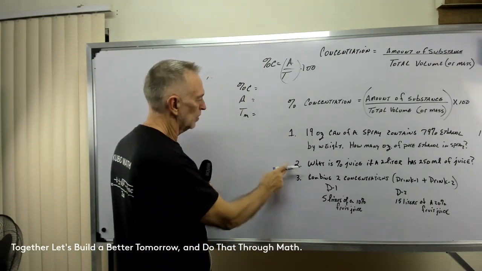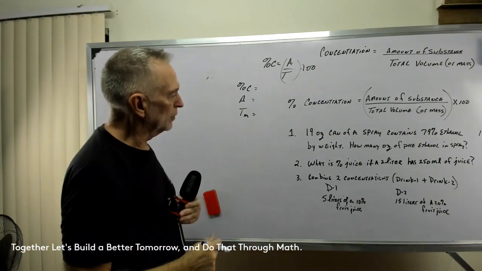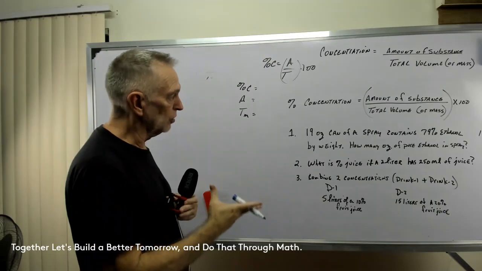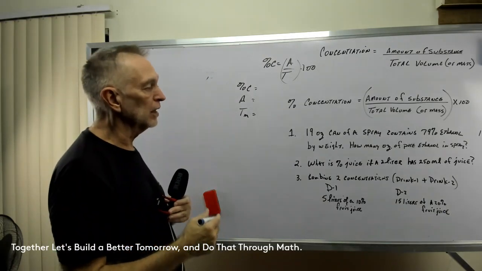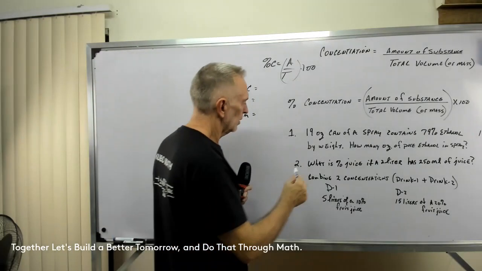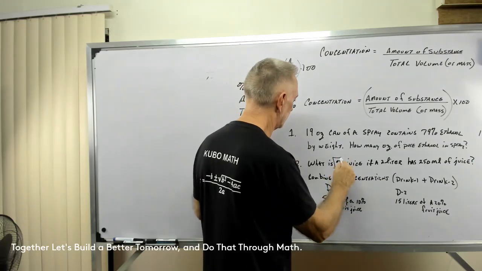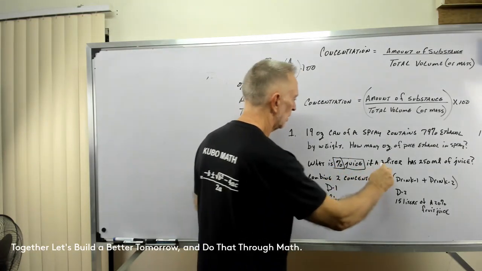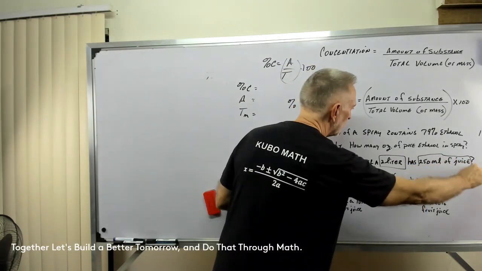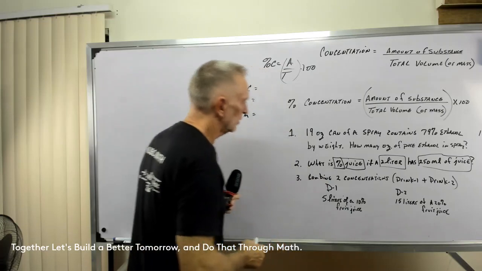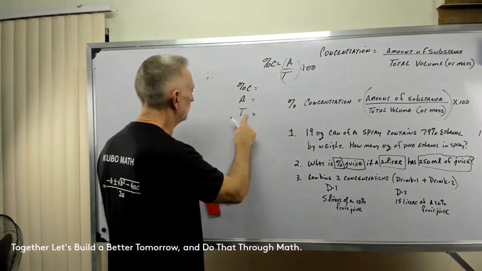All right, number 2, what percent juice if a 2-liter bottle has 250 milliliters of juice? Now, they're looking for percent juice. 2 liters, 250 milliliters. All right, so we have, this is T sub V this time.